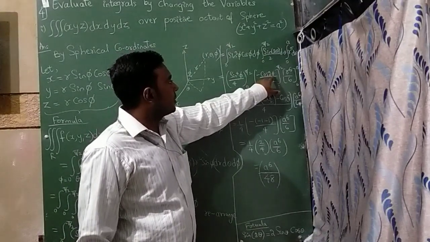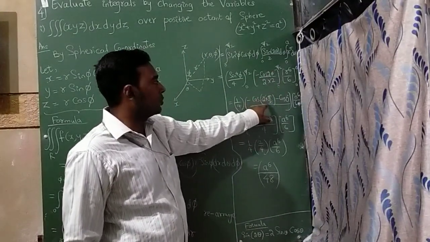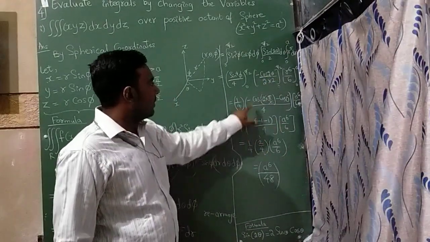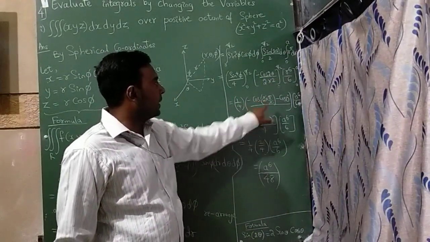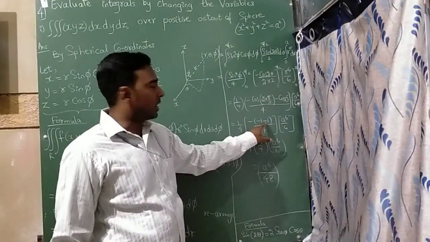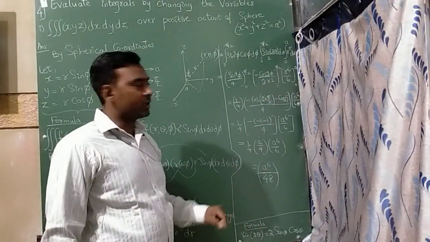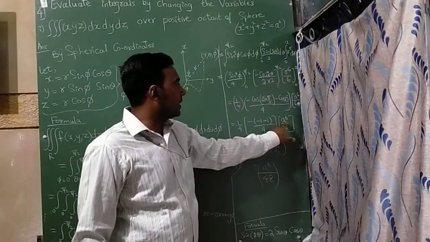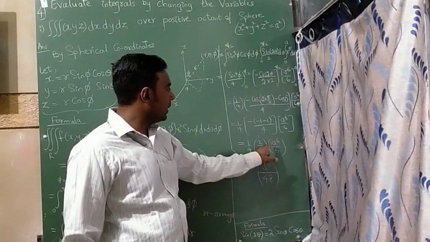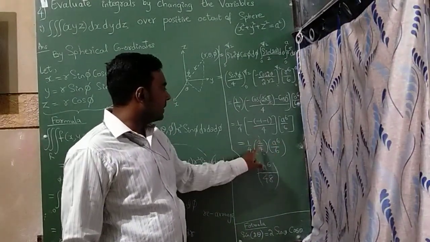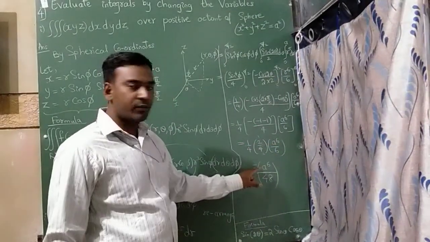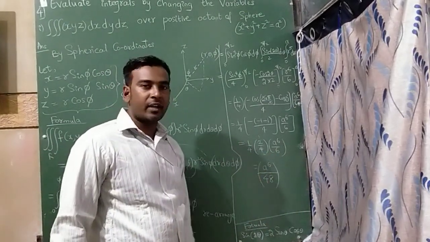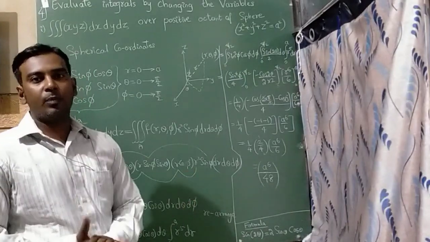Cos 2 theta, in place of this theta I will write pi by 2, this 2 gets cancelled, and cos 0. So here I have written cos pi means minus 1 and cos 0 is 1. So minus 1 minus 1 will become minus 2, and this minus will become plus 2. Here in place of r I have written a. Okay, so a raised to 6 divided by 6, and this will be 2 by 4, that is 1 by 2 if you cancel. If you multiply all this, you will get a raised to 6 divided by 48. This is your final answer. I hope you all understood this.